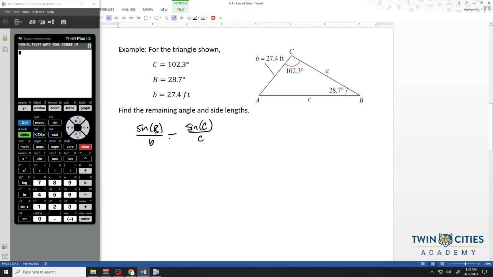Okay, let's fill in what we know. This is going to be the sine of 28.7 degrees over little b is 27.4 feet. This is equal to sine of angle C is 102.3 degrees. So this will be sine 102.3 degrees. And what's unknown as of right now is side length c.